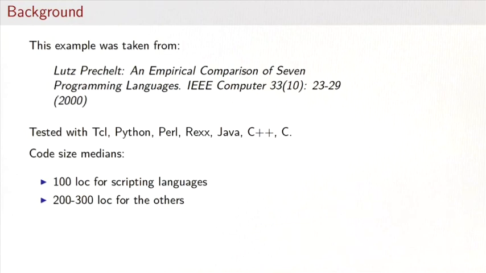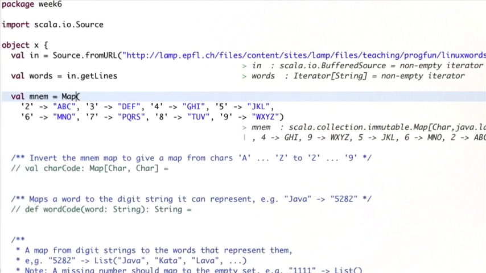One fairly obvious outcome was that the scripting languages were shorter, about 100 lines of code for the solution, compared to 200 or 300 lines of code for the general purpose languages. There were a lot of other interesting findings in that paper, so if you come across it, I encourage you to read it. So let's see how we would solve this problem in Scala using a worksheet. I've already laid down some intermediate steps for you towards the final solution.